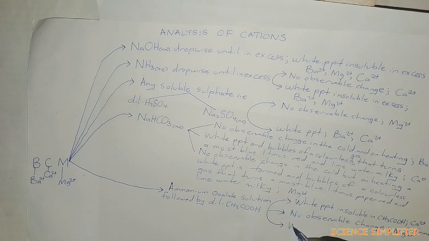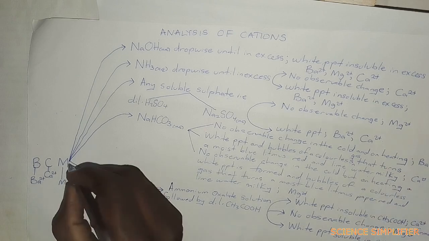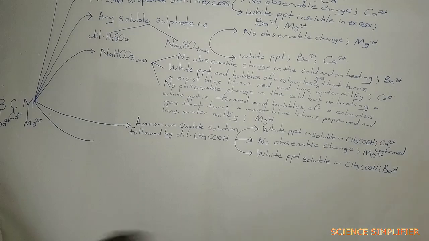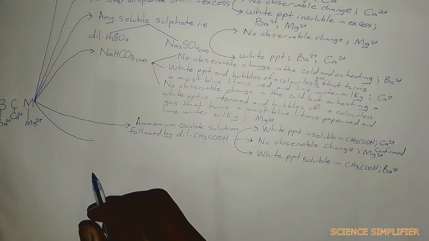And lastly, you can have white precipitate. Now at this point, white precipitate soluble in acetic acid. At that point, just know you are dealing with barium ions. Now let us move to the next reagent.